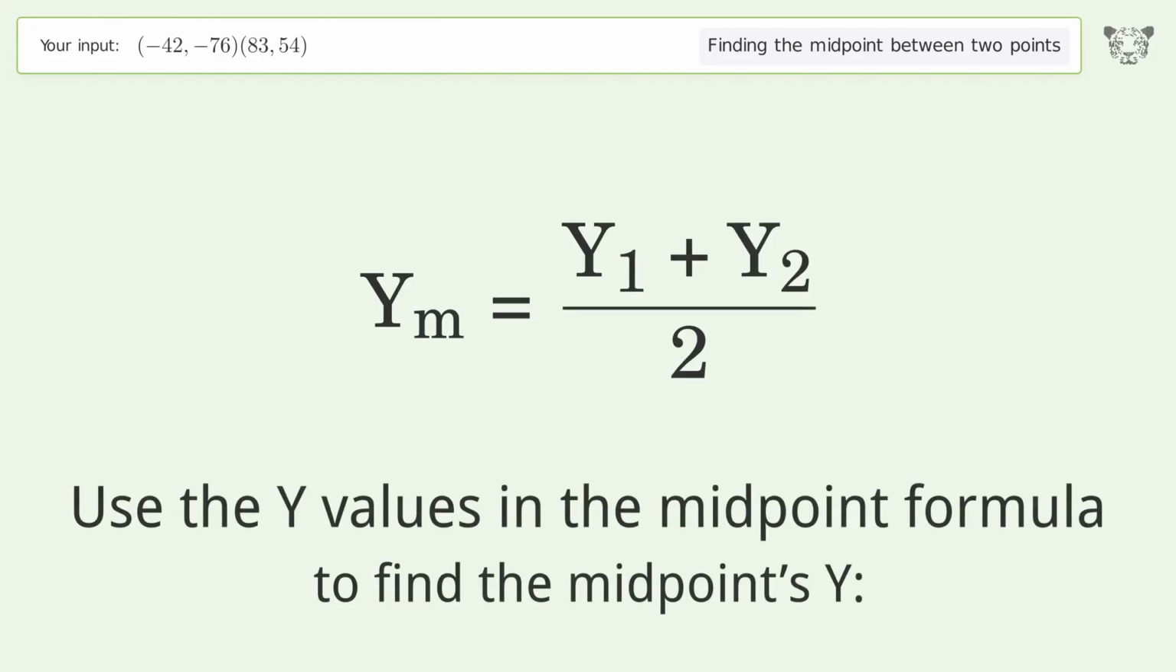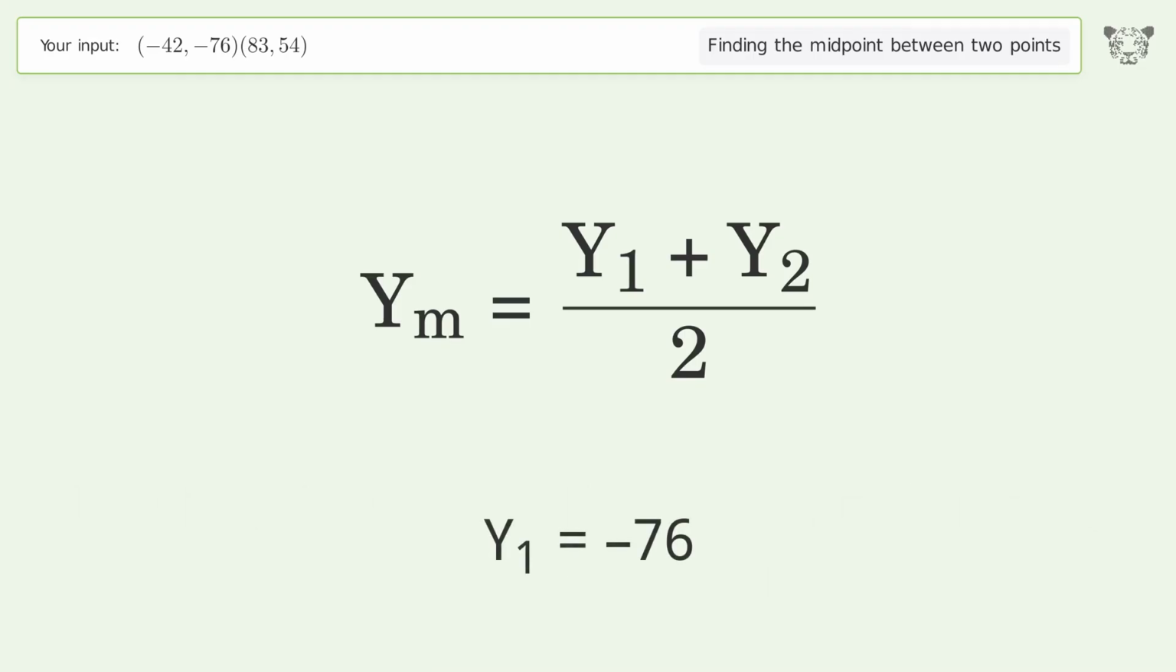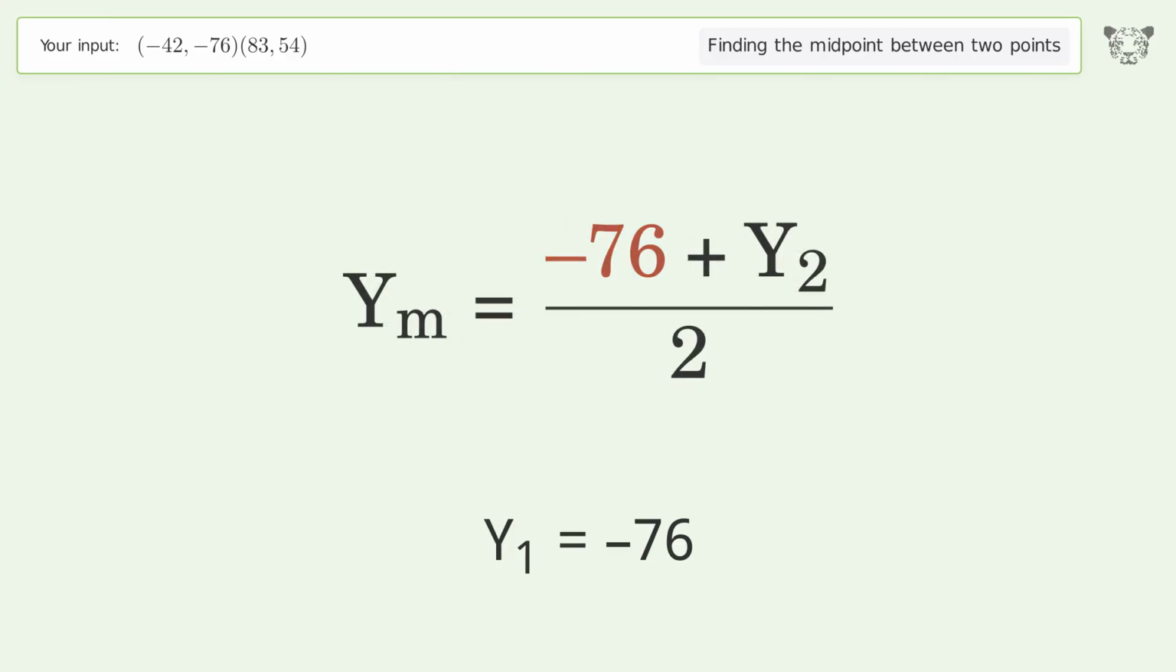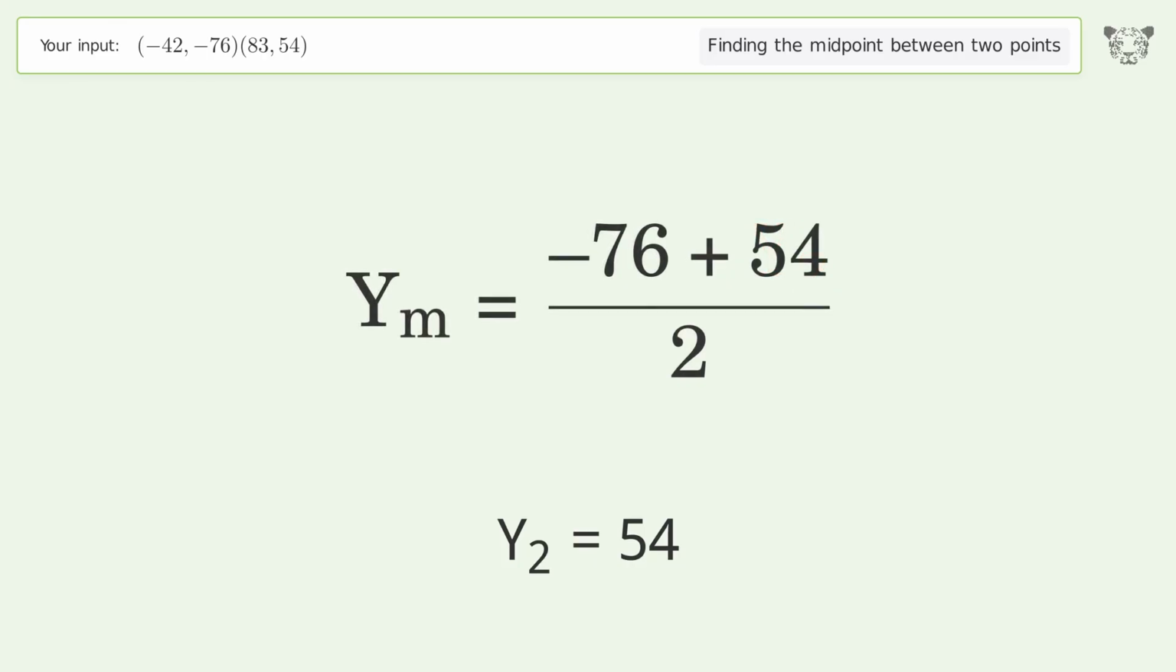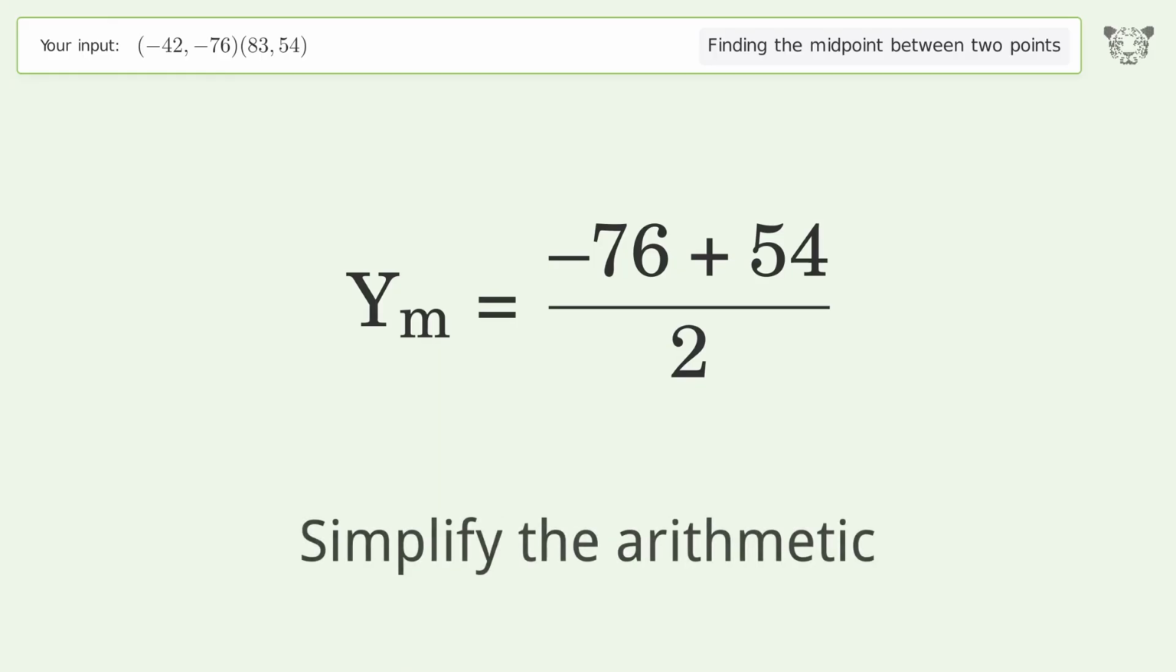Use the y values in the midpoint formula to find the midpoint's y. y1 equals -76. y2 equals 54. Simplify the arithmetic.